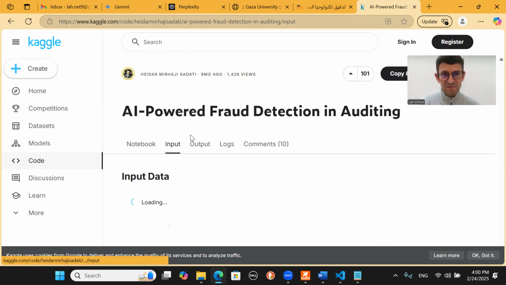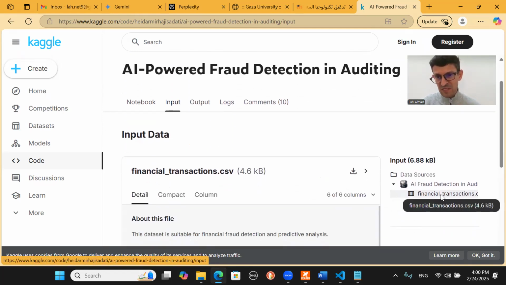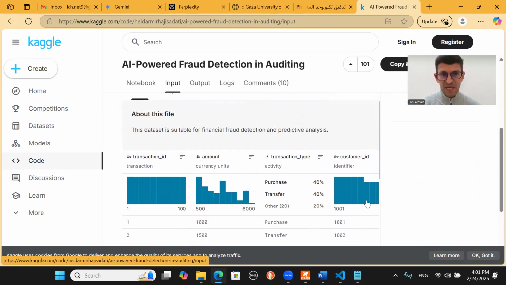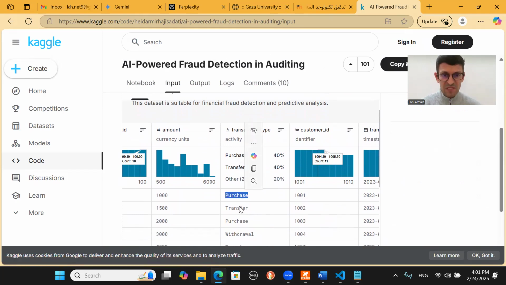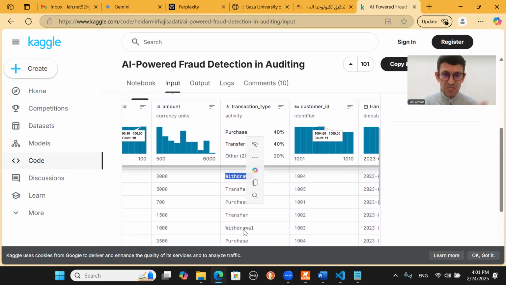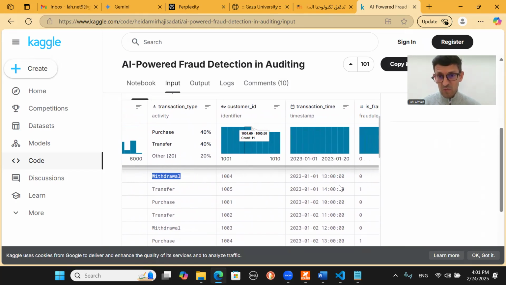In this page, you will find the dataset we have applied this code to, which is related to financial transactions. If you take a look at this dataset, you will find that we have several columns and rows. The first column is transaction ID. The second is how much money has been transferred or applied in this transaction, the amount. Then we have transaction type, which is to purchase items online, transfer money, purchase, withdraw, transfer, purchase, and so on. So we have this dataset with a lot of transactions. We also have customer ID, and transaction time, when this happened.